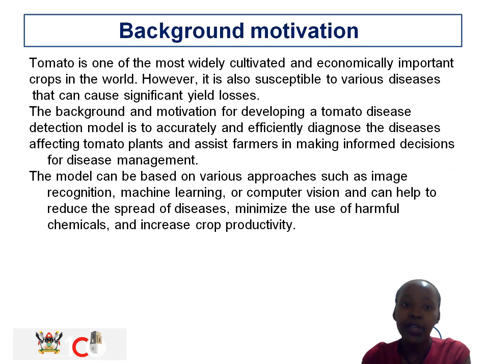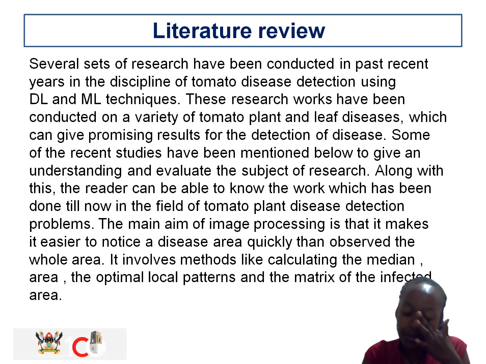So the background of this is that tomato is a widely grown and economically important crop in the world. However, it is subject to various diseases. So the motivation is to help farmers make an informed decision on which disease it is and which drug to apply to the crop. That was the main motivation: to minimize the use of harmful chemicals and increase crop productivity. Because if you're able to make an informed decision that it is this, then we shall be eliminating that.